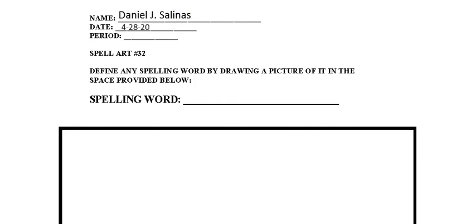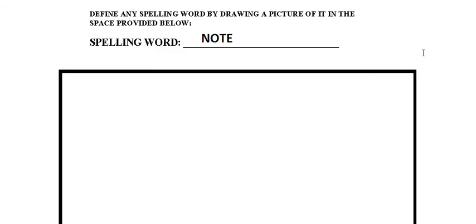You're going to, of course, put your name and the date over there. You don't have to worry about period. Here I'm using the word note, okay? So I'm going to draw a picture of a note, probably a sticky note. I'll do my best here.